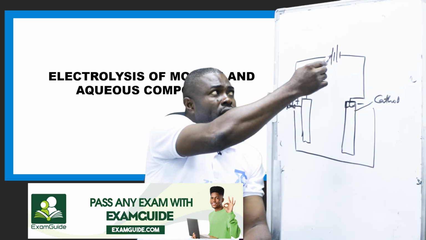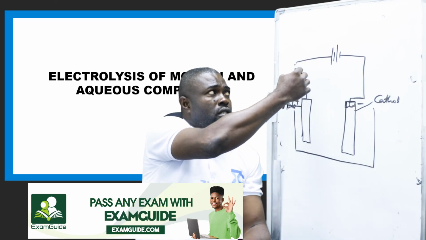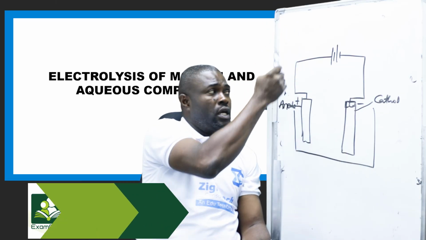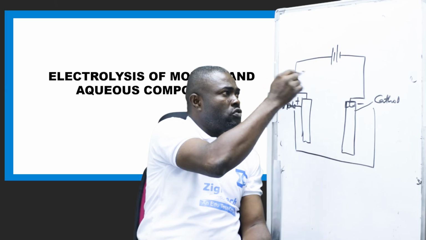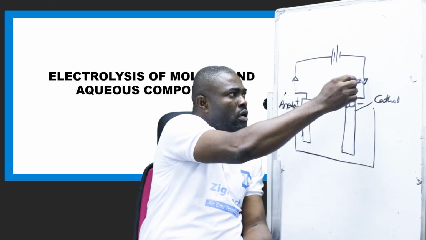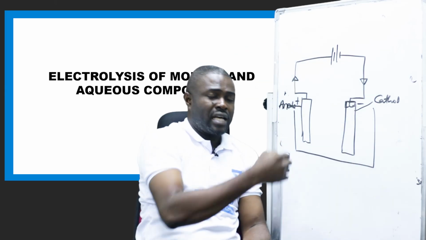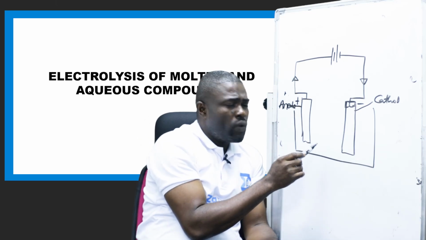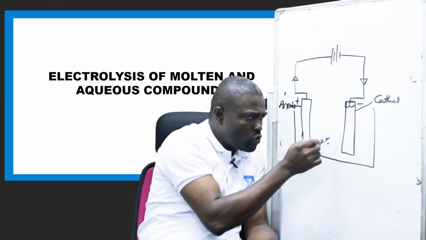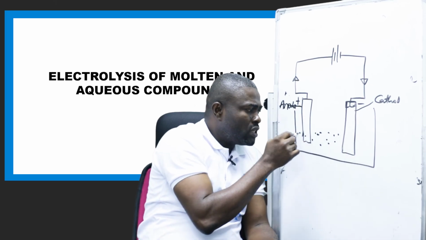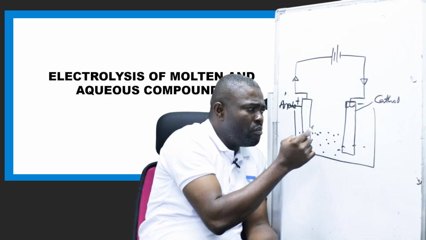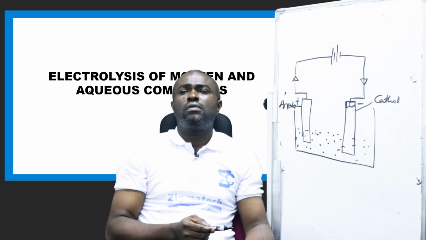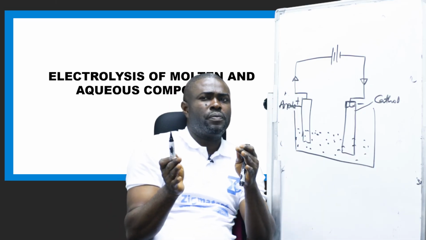And I said current enters through this, while electrons move out from this. This arrow is the flow of electron, while current enters as in opposite. Now the question is, where will be my electrolyte? My electrolyte will be here. This electrolyte can be in molten form or aqueous form. Please pay attention.